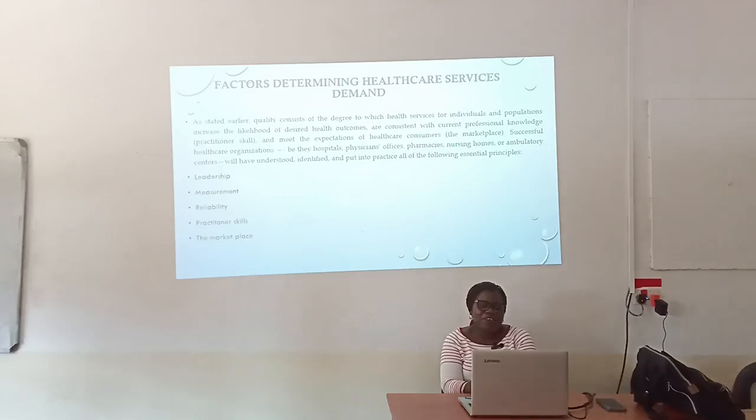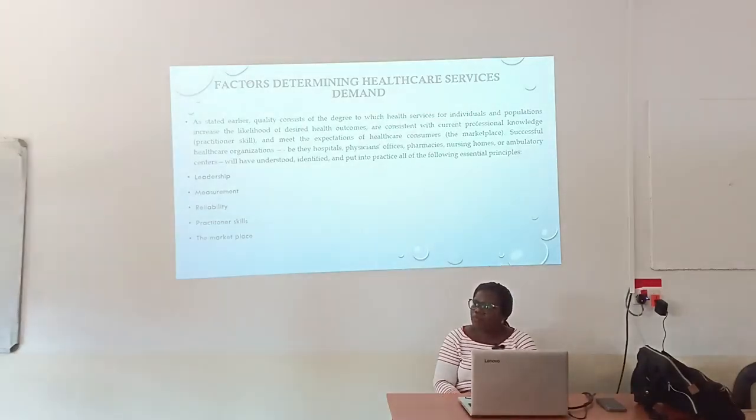And we have the final one, the marketplace. So the marketplace determines the differences within the market structure in a country, right? The market structures in a country in relation to healthcare delivery services are different. I gave you an example of Zimbabwe and South Africa, where quality healthcare has to come from the government. Right? Yes.